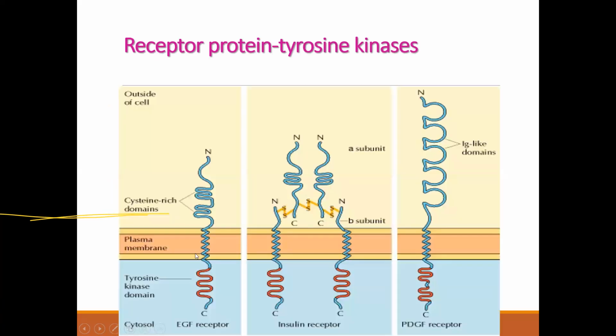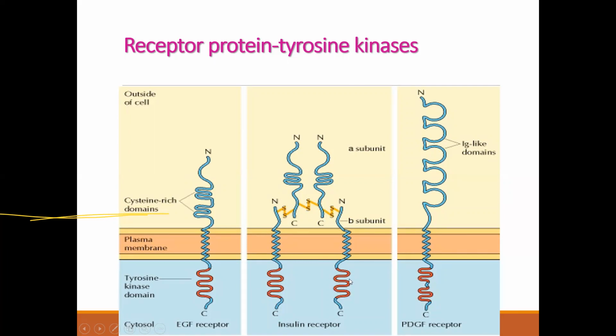This is the structure of the one-pass receptor, which we call receptor tyrosine kinase, or receptor protein tyrosine kinase. This is the extracellular domain, and this is the intracellular domain, and this is the transmembrane domain. The intracellular or cytoplasmic domain, this part of the receptor, is the tyrosine kinase. They have tyrosine kinase activity. This one.